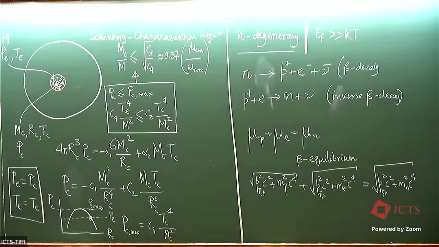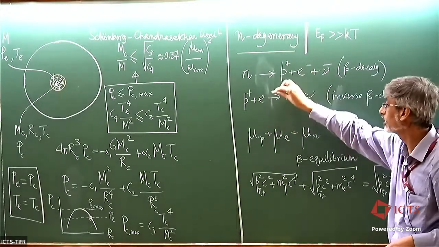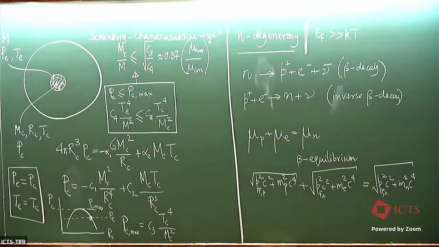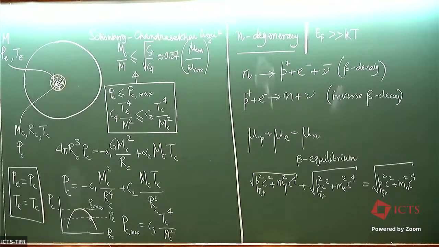So if such a thing happens, then you are going to stop this beta decay. But then, if this Fermi energy is so high, then the inverse beta decay is going to occur, and some of these proton-electron pairs will actually spontaneously convert to neutron until a balance like this is restored. So you have traffic both ways, and the system is in equilibrium.